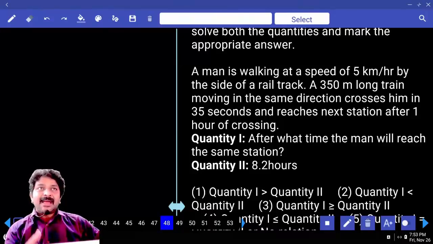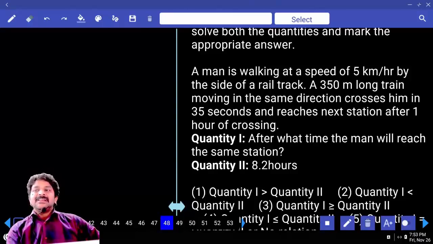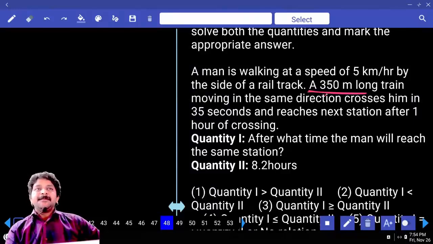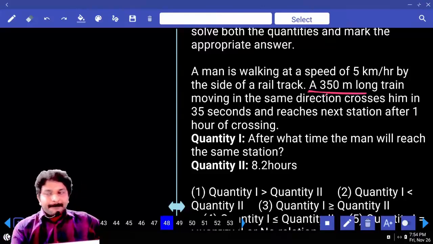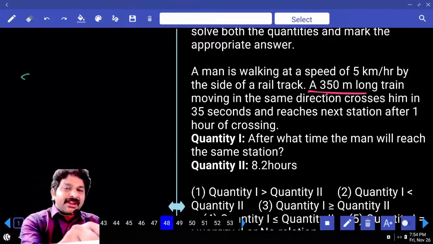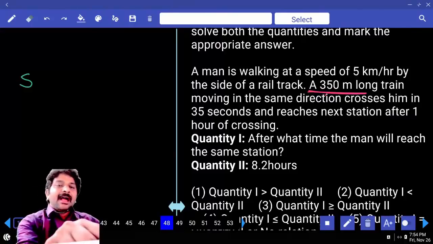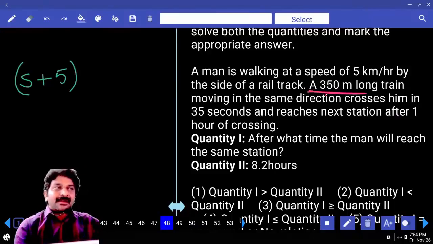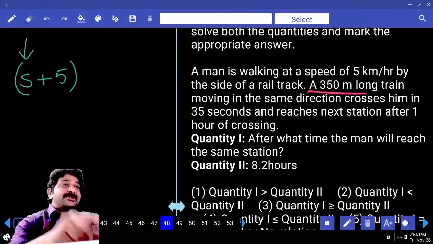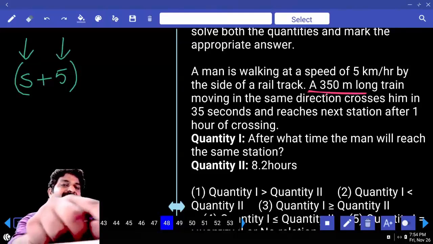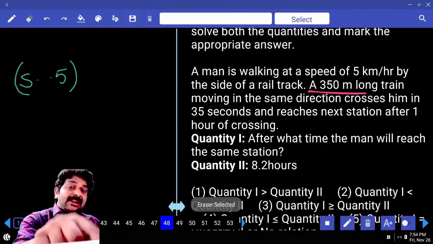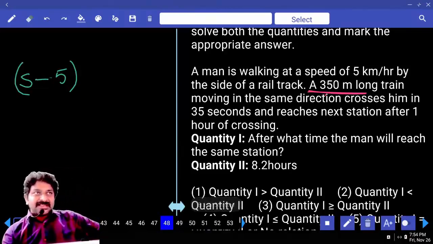So now, if a train crosses a man, what is distance covered in that case? Train length, which is equal to 350 meters. In which direction they are moving? And two speeds are there, right? Then relative speed S1 minus S2. Speed of the train, we don't know. Let it be x. And speed of the man is 5 kilometer per hour. I am treating in terms of kilometer per hour, and 5 is also kilometer per hour. As both are moving in the same direction, relative speed becomes S1 minus S2.